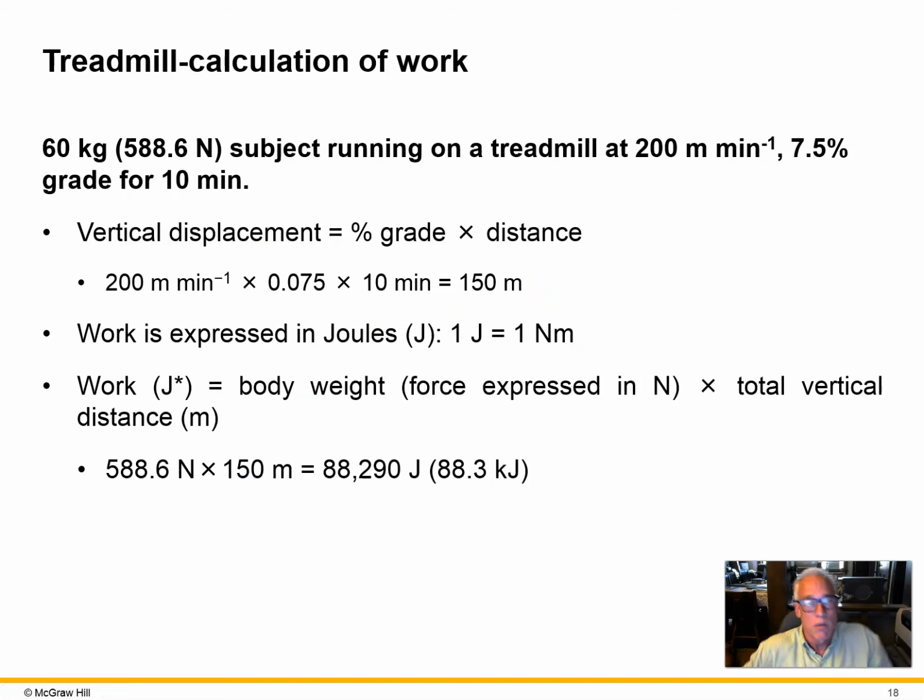So here we have a 60 kilogram person, which when we multiply that times 9.81, we wind up with 588.6 newtons, and the person is on the treadmill with a 7.5% grade.